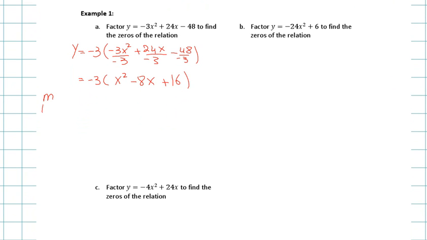B is negative, so the factors have to be negative. So what multiplies to 16? 4 and 4. Both of them are negative, right? So negative 4 and negative 4. Yeah. And they both add to negative 8. So I can write this as negative 3, bracket x minus 4, bracket x minus 4.